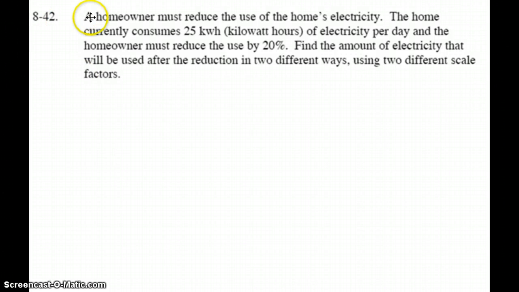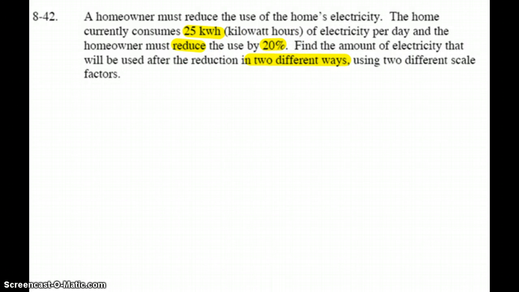So problem 42. A homeowner must reduce the use of the home's electricity. The home currently consumes 25 kilowatt hours of electricity per day, and the homeowner must reduce the use by 20%. Find the amount of electricity that will be used after the reduction in two different ways, using two different scale factors. Okay. So we have 25 kilowatt hours that we're using right now. We need to reduce it by 20%.